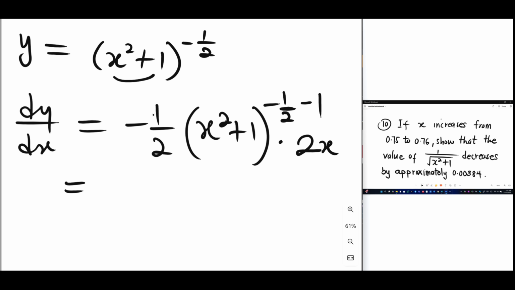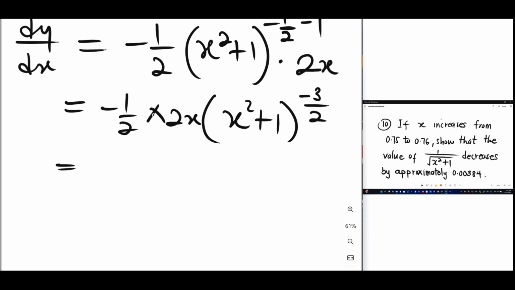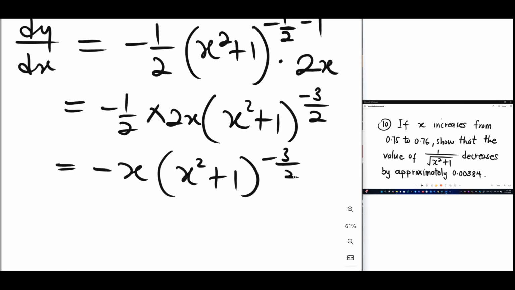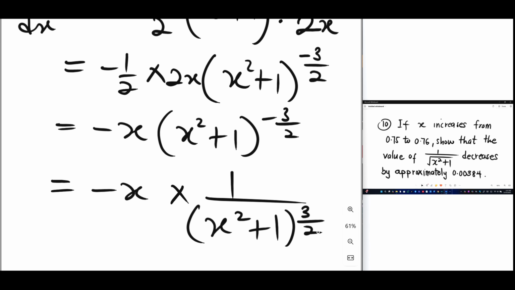So we now get negative half times 2x multiplying (x squared plus 1) in bracket, with the power negative half minus 1, which gives us negative 3 divided by 2. So negative half of 2x will give us negative x, multiplying x squared plus 1 having an exponent of negative 3 divided by 2. So we can rewrite it as negative x multiplying 1 divided by (x squared plus 1) having an exponent of 3 over 2.